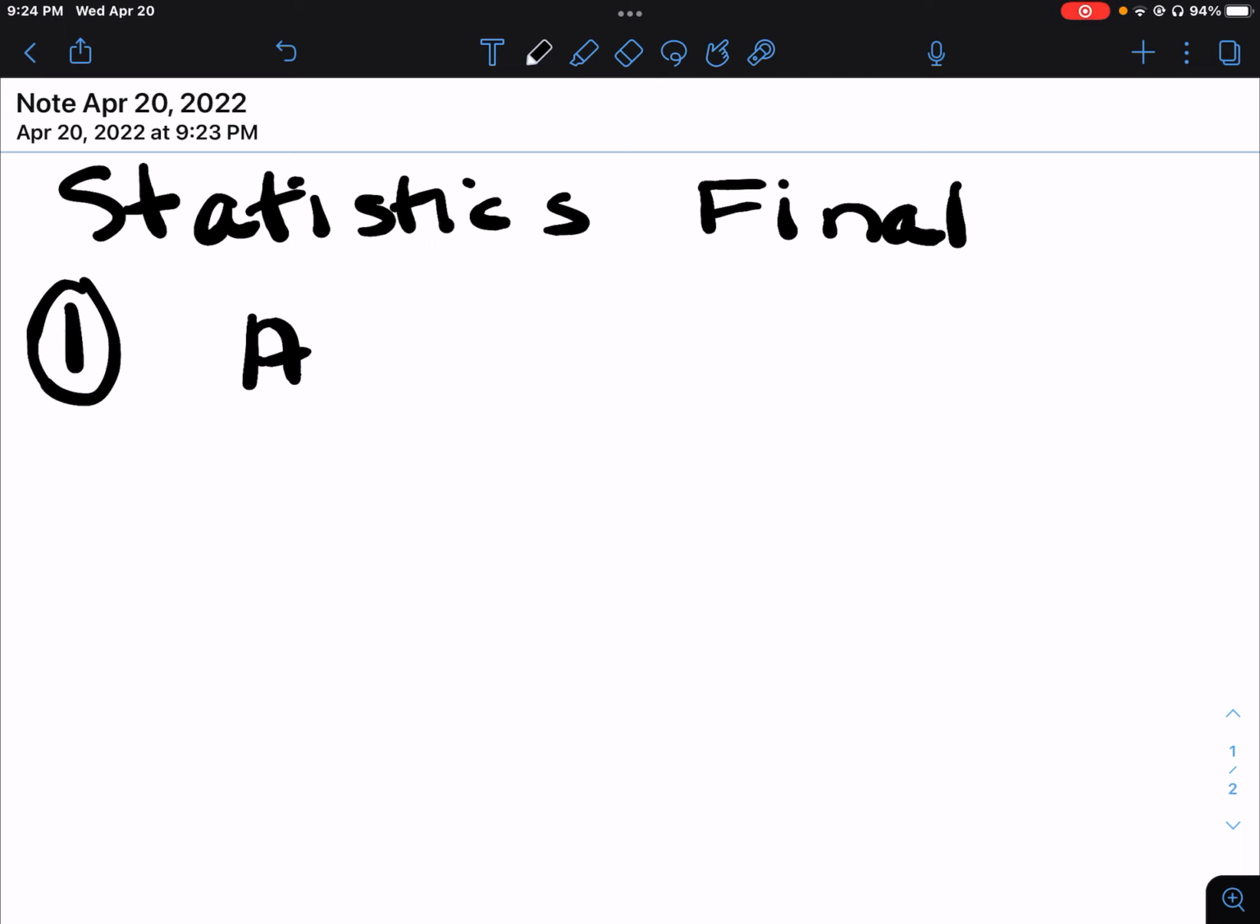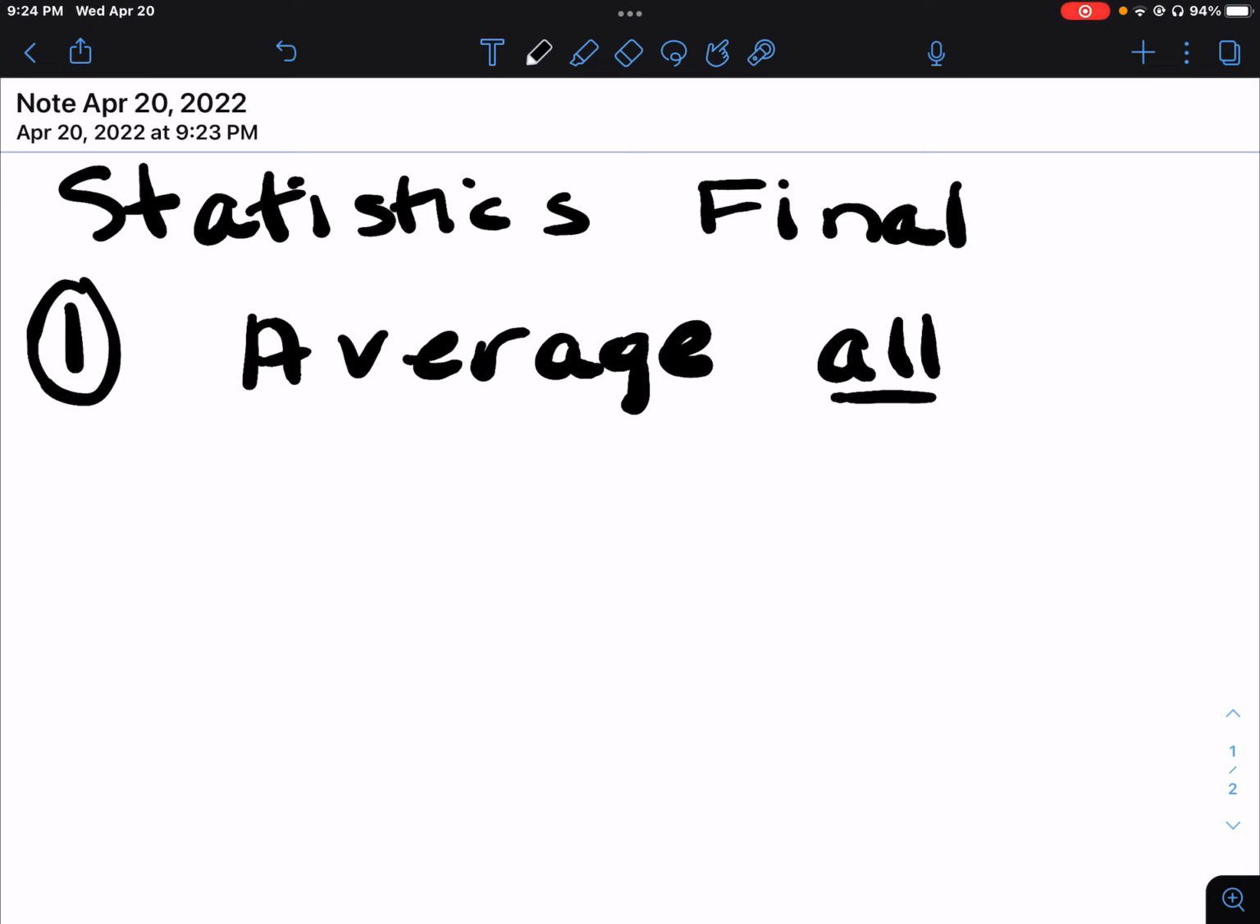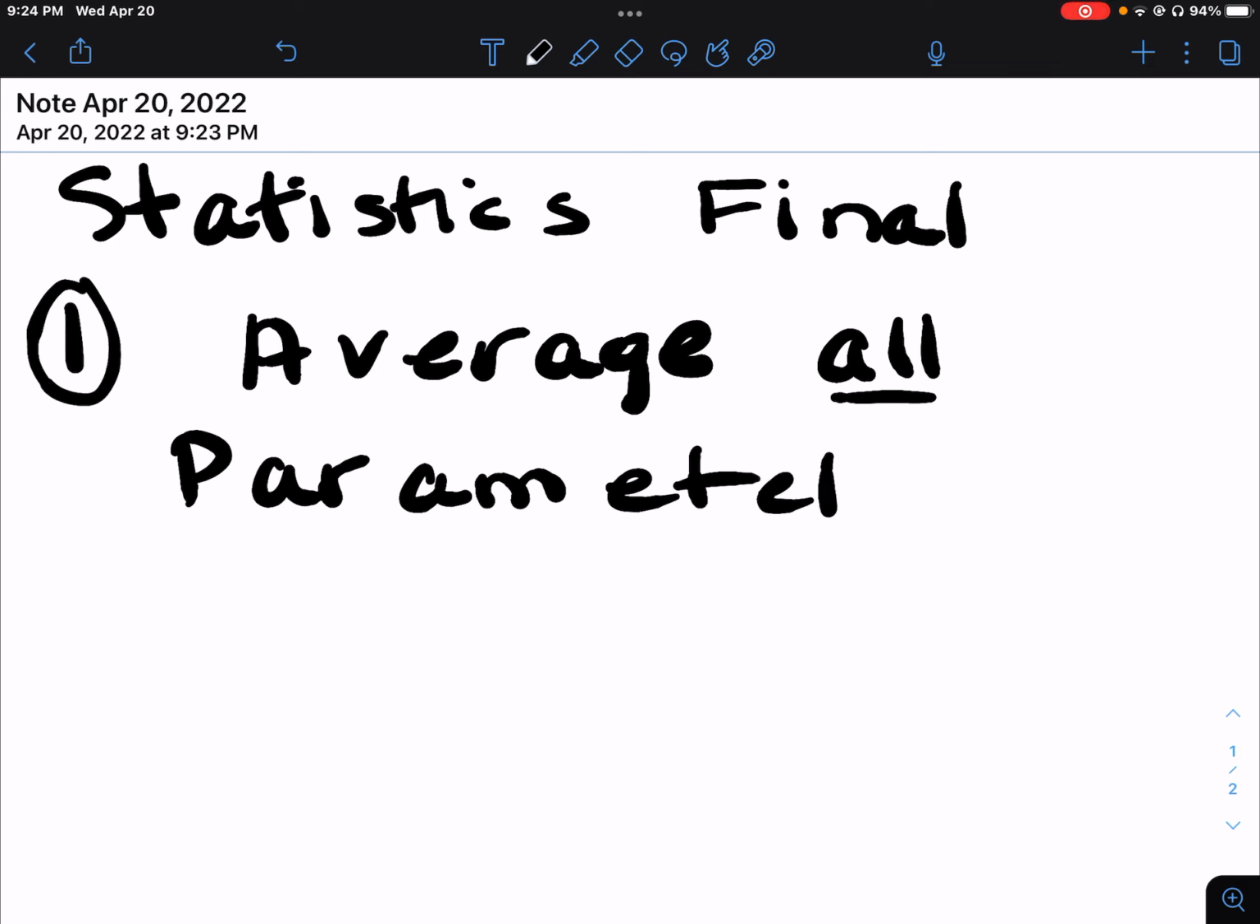1A says average for all. Okay, it says all. That makes it a parameter. Okay, this is 1A. Parameter means all, everything.